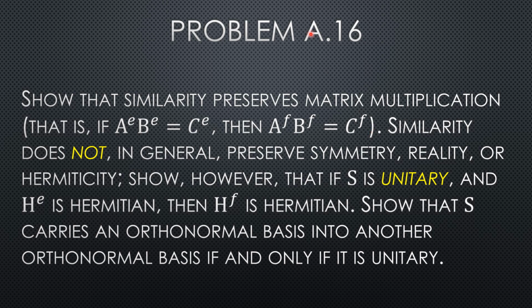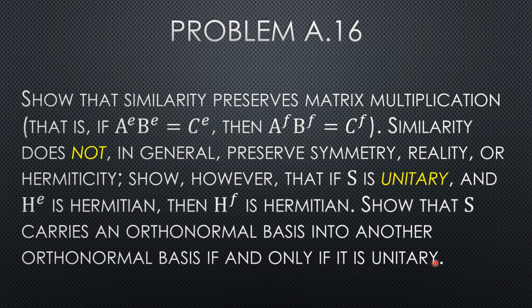So in our problem A.16, show that similarity preserves matrix multiplication, that is, if AE BE equals CE, then AF BF equals CF. Similarity does not, in general, preserve symmetry, reality, or hermiticity. Show, however, that if S is unitary and HE is Hermitian, then HF is also Hermitian. Show that S carries an orthogonal basis into another orthogonal basis if and only if it is unitary.